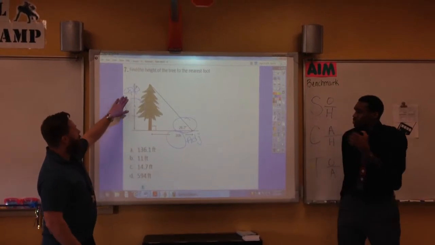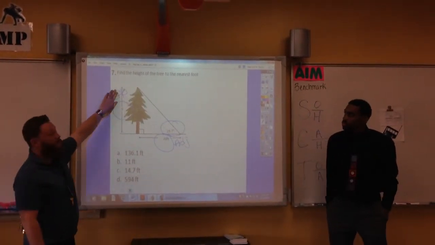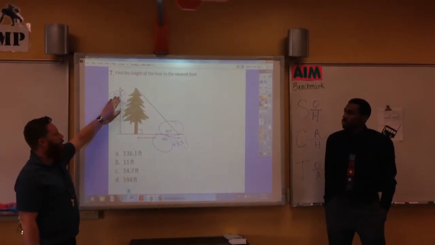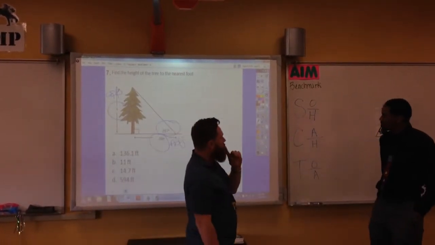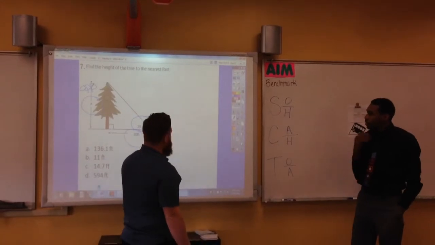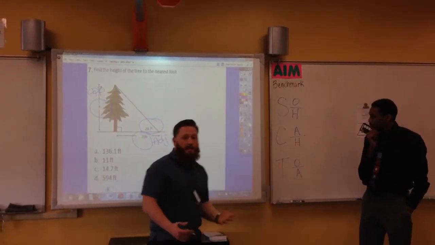Well, I know that I have my opposite. Even though it says h, it's really the opposite side. We don't want to confuse that with the hypotenuse. So I have opposite and I have adjacent. I'm going to go to my SOHCAHTOA, say which one has O for opposite and A for adjacent, and I see it's T, and T stands for tangent.